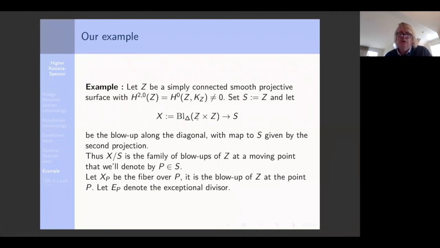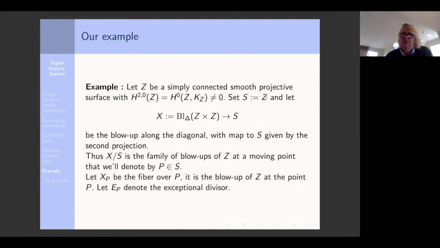So what we're doing here is finding a class like that in Dolbeault cohomology. Let me just say, here's the example. We take a simply connected smooth projective surface, and we're going to assume that H^{2,0} is non-zero.